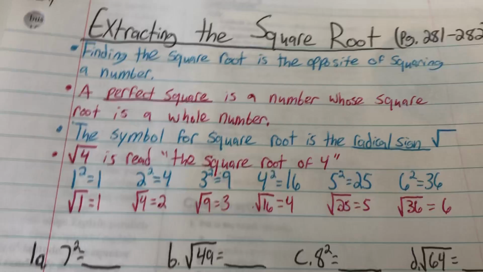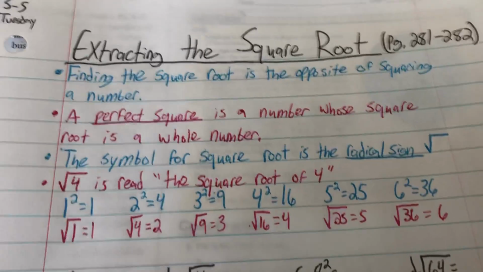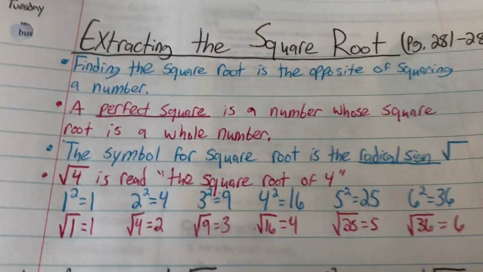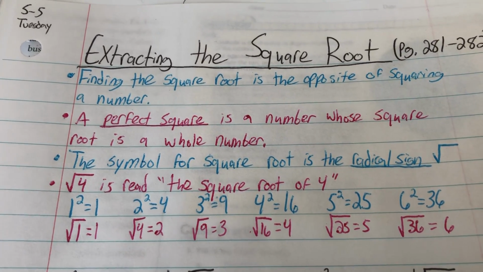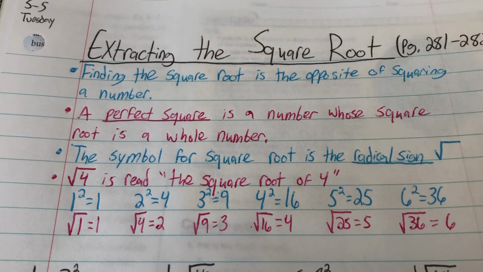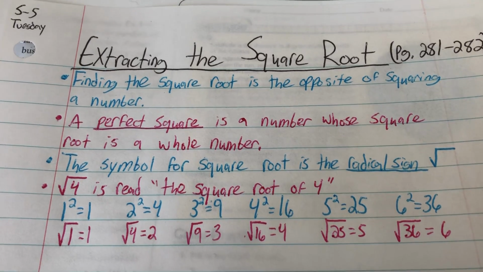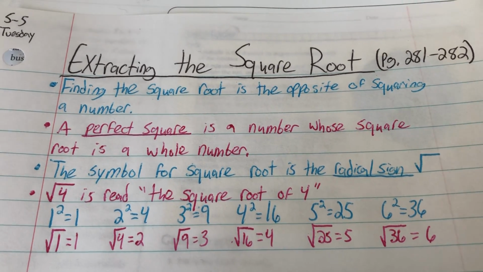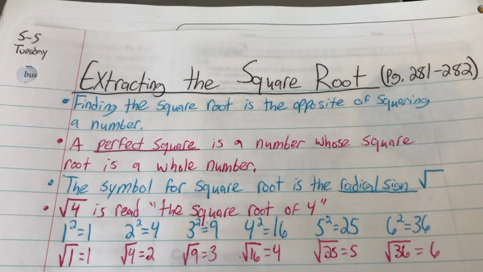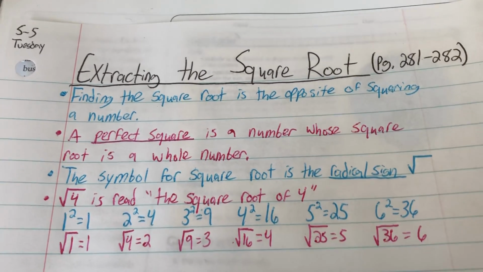For this section in the book, it's going to be super important that you know your multiplication facts. Because if you know your multiplication facts, it'll be a lot easier to figure out if a number has a perfect square or not. If you know that 9 times 9 is 81, then you should be able to figure out the square root of 81.